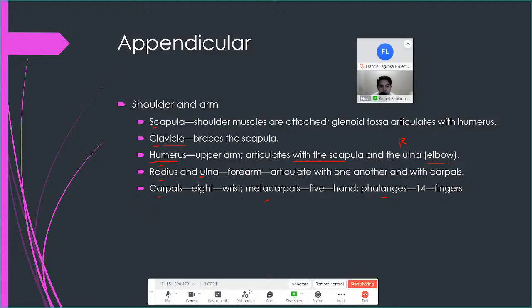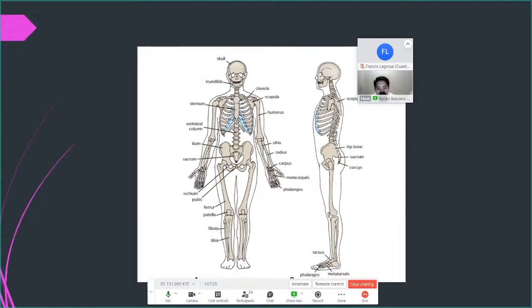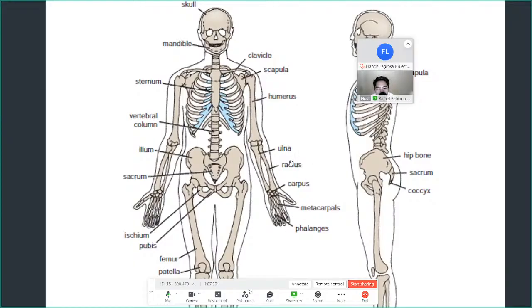Now let's talk about the elbow, the radius and ulna. Now look at the picture right here. Radius, ulna. Now if you look at your forearm, there are two bones there. You see two bones, right? The radius and the ulna.